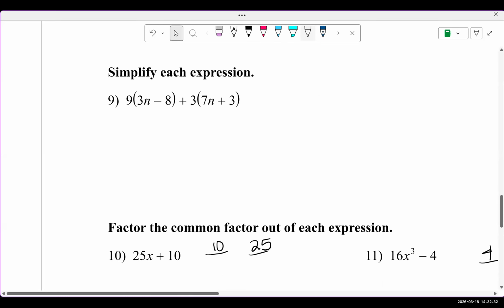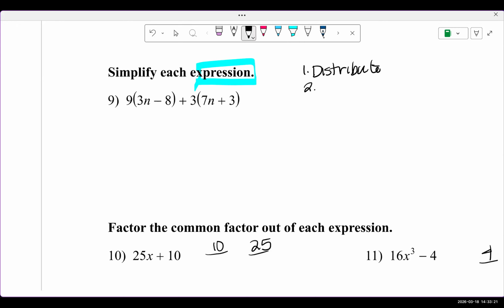Number 9, simplify the expression. Notice it's not an equation. There's no equal sign. We're going to put equals something, but the original problem has an equal sign if it is an equation, and it would have both sides and we would balance. But this is an expression. So first I'm going to distribute, and then I'm going to combine like terms.